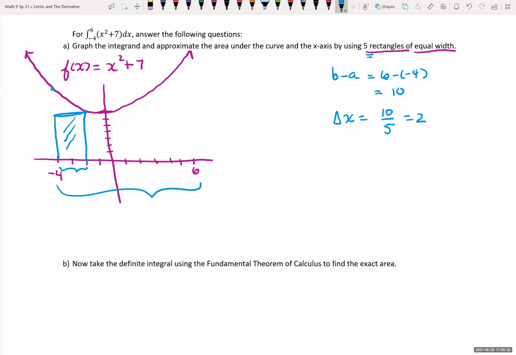So I'm going to look at this area. Well, that's 2 times, this is f of -2 right here. Well, if I plug in -2 wherever I see an x here, I get -2 quantity squared is 4, 4 plus 7 is 11. Okay, so now again, I'm going to go over 2 units. I'm going to hit x equals 0, and that's going to be where the height of that rectangle is. So that height is f of 0, and if I plug in 0 wherever I see an x in f of x, I get back 7.